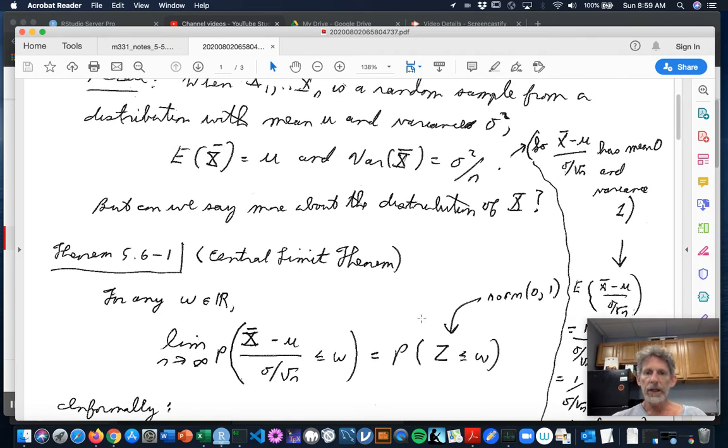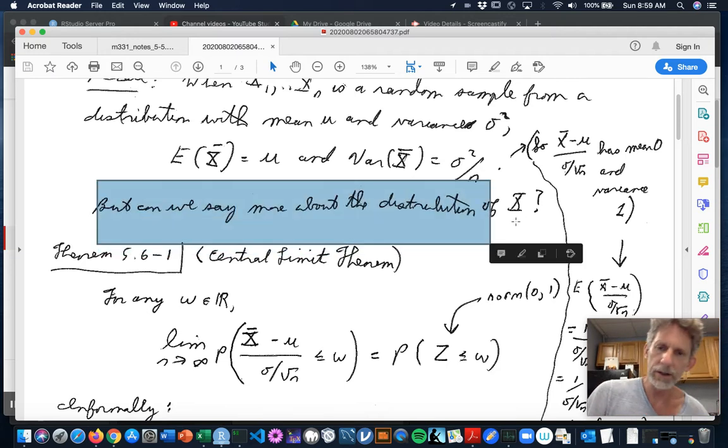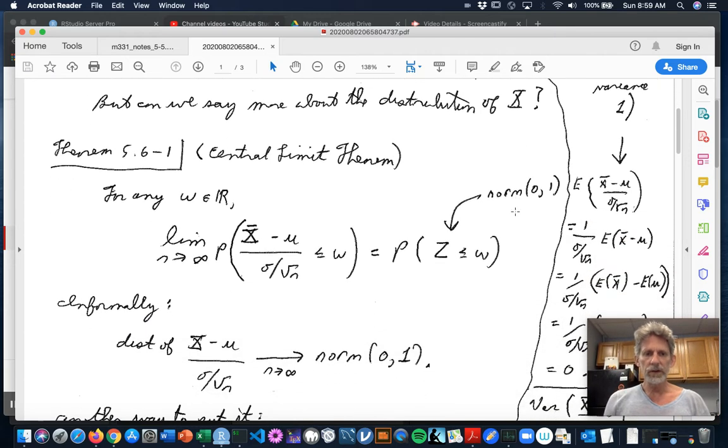Could we say any more about the distribution of x bar? And there's a typo there. That should be x bar right here. Could we say anything more about the distribution of x bar? And there's a theorem that says, yes, if the sample size n is big enough, then you can say a lot more about the x bar that's based on that sample. Here's what the theorem formally says.